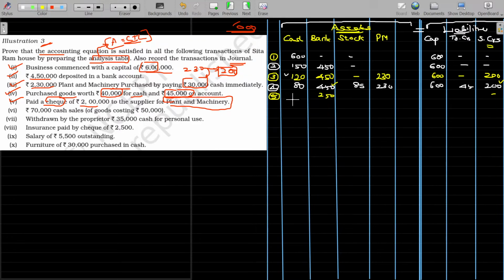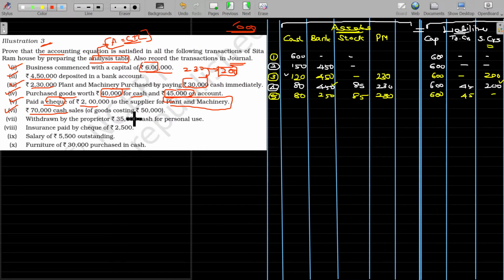Leaving that, all other accounts remain the same. So cash is 80 and stock is 85 and plant and machinery 230. And in the liability side, capital 600 and trade creditors being 45. So now the total in the liability side is 645. Cross verify whether the total in the asset side is also the same. Yeah, of course, the value of the asset side is also the same, 645,000. Is that clear? So up to the fifth one is over. Now I'll move on to the sixth one.